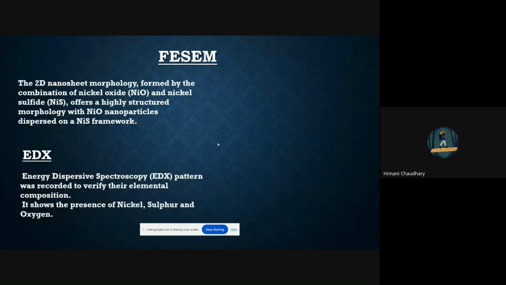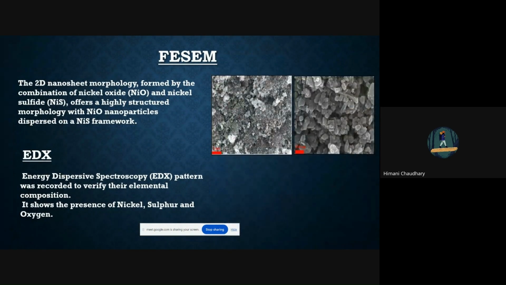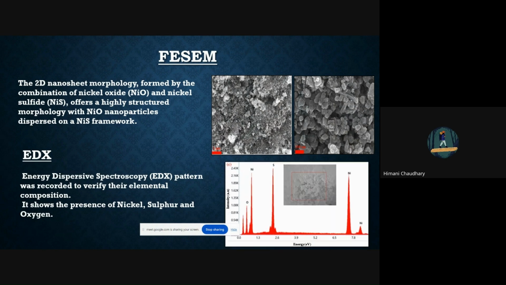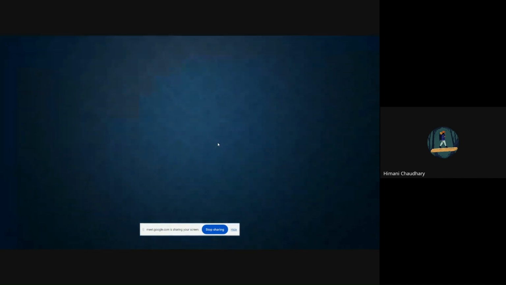Now the FESEM. The FESEM shows a 2D nanosheet morphology formed by the combination of nickel oxide and nickel sulfide, offering a highly structured morphology with nickel oxide nanoparticles displayed on the nickel sulfide film. And this is the EDX. It shows the presence of nickel, sulfur, and oxygen. Now the conclusion.